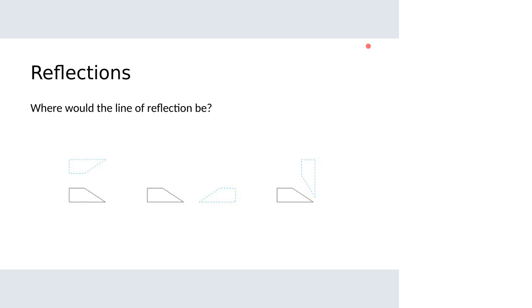So let's see here. This first one is the line of reflection, and I'm not going to do a poll for this. I'm just going to ask you, is the line of reflection horizontal, vertical, or diagonal? So for this first one over here on the left, is our line of reflection horizontal, vertical, or diagonal?